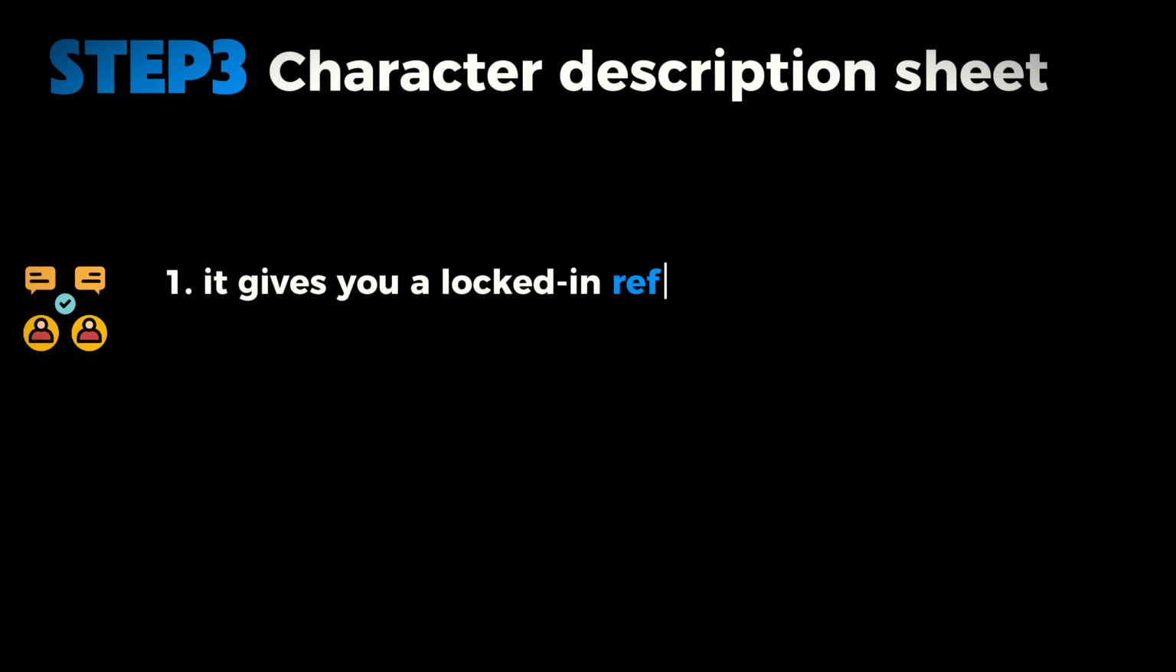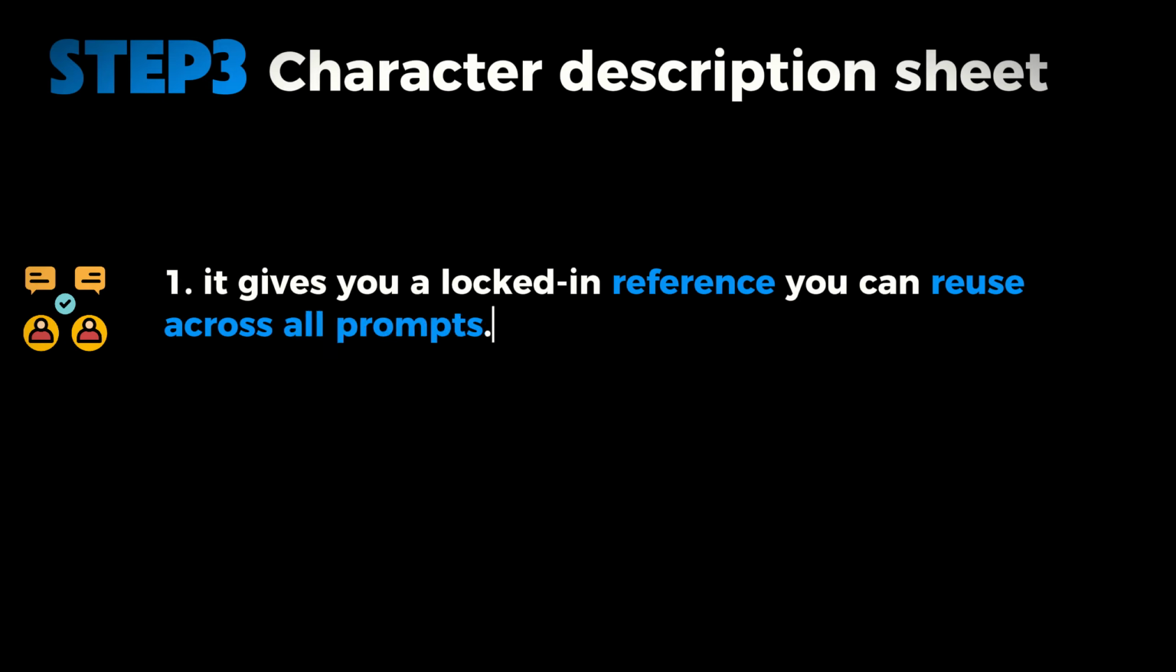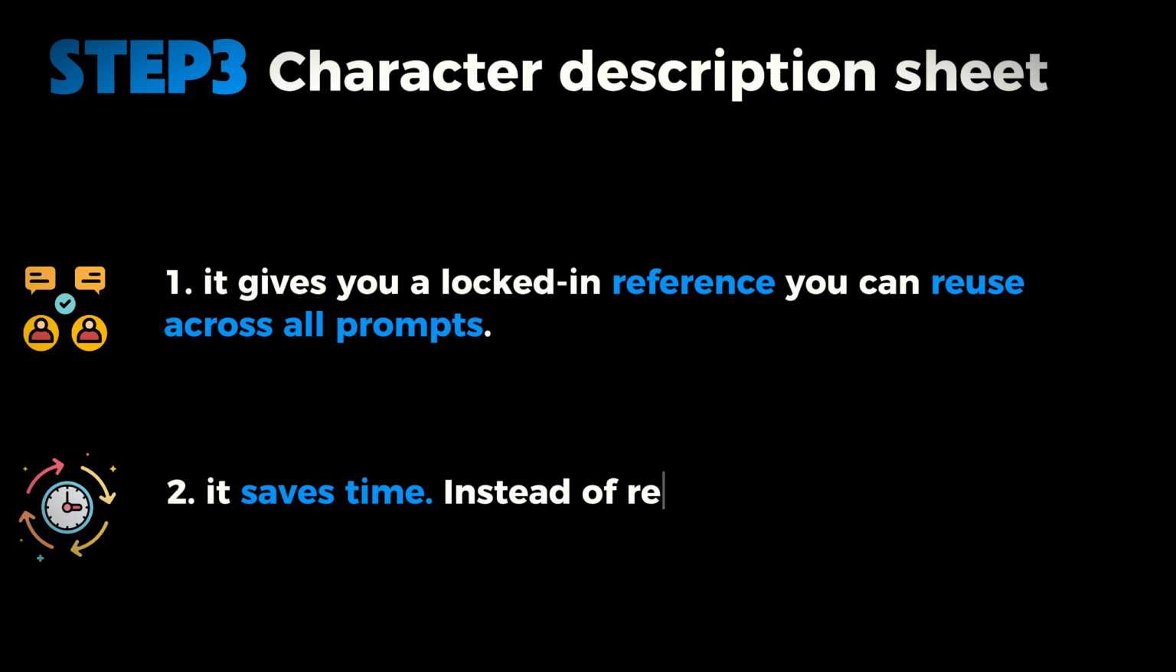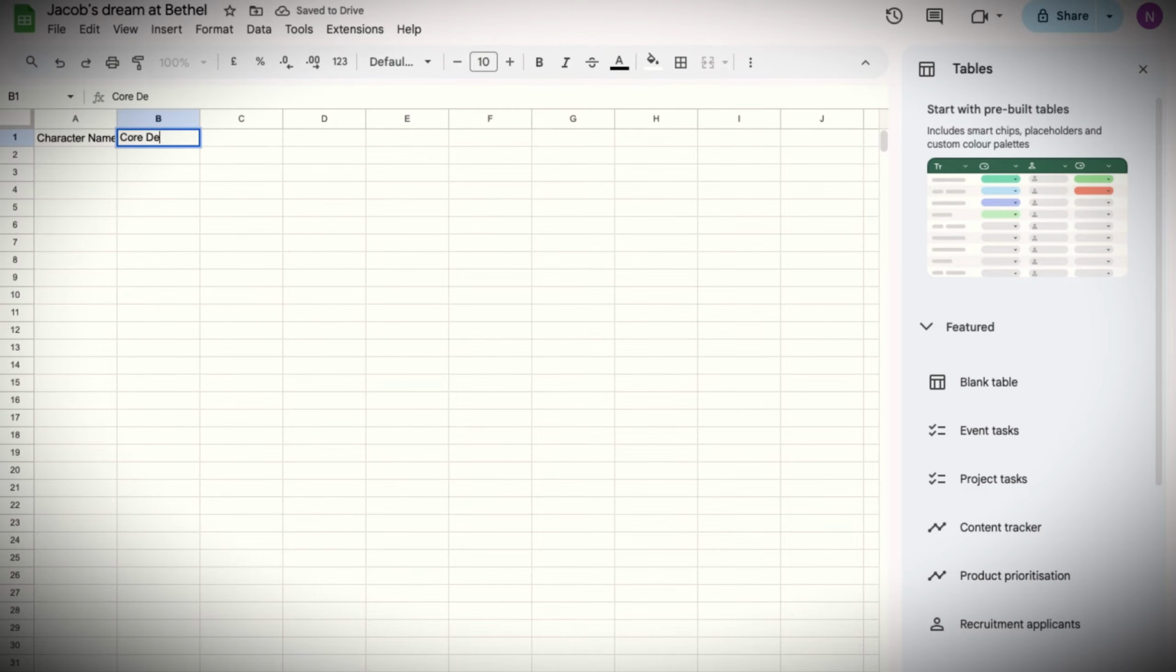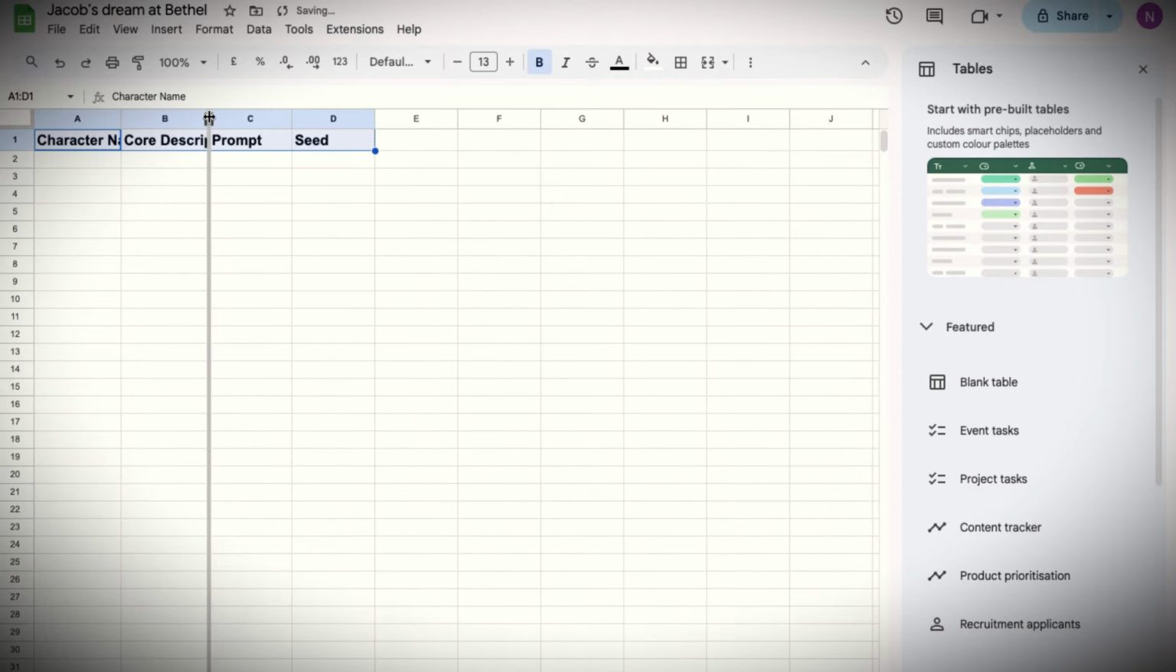1. It gives you a locked-in reference you can reuse across all prompts. 2. It saves time. Instead of rewriting the description every time, you just copy-paste from your sheet. Open a Google Sheet and set up columns like character name, core description, prompt, seed.